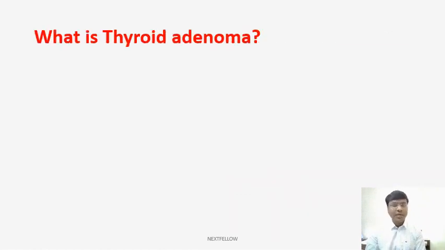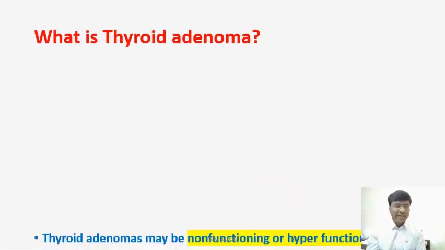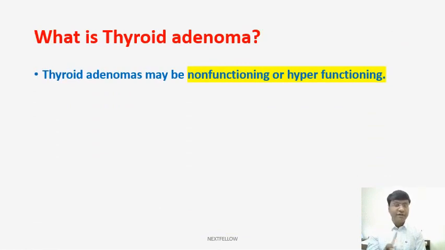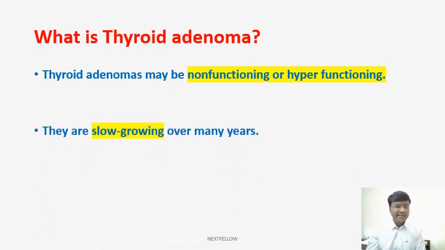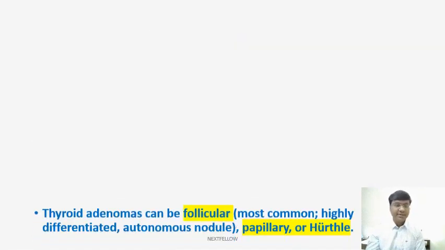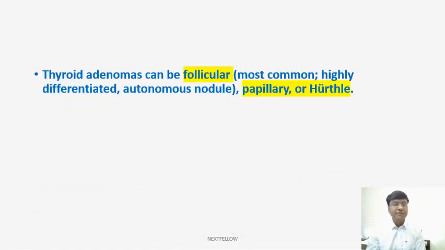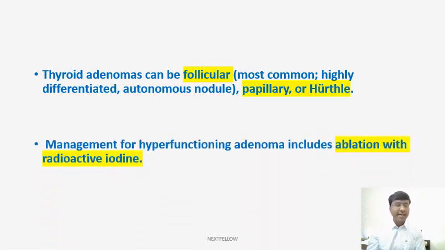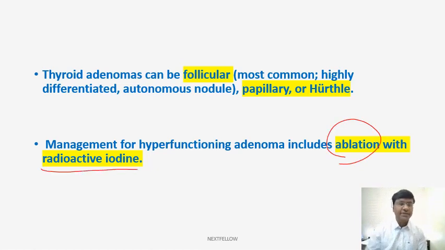Next, what is a thyroid adenoma? Thyroid adenoma is a non-functioning or hyperfunctioning thyroid tumor, and they are slow-growing tumors which occur over many years. The types of thyroid adenomas can be follicular, papillary or Hurthle, but the most common is the follicular thyroid adenoma. And how do you manage these thyroid adenomas? Management of the hyperfunctioning adenoma includes ablation with radioactive iodine. So that is how you will treat thyroid adenomas.